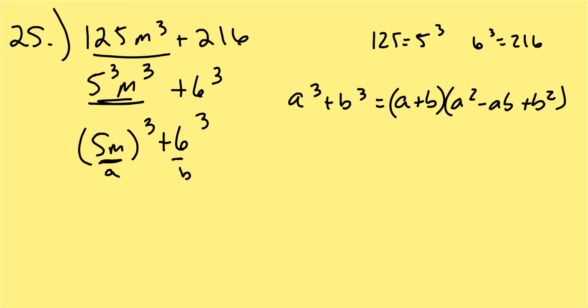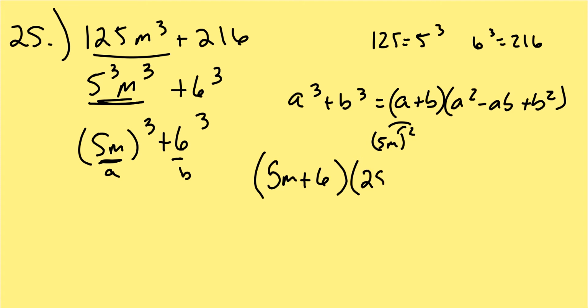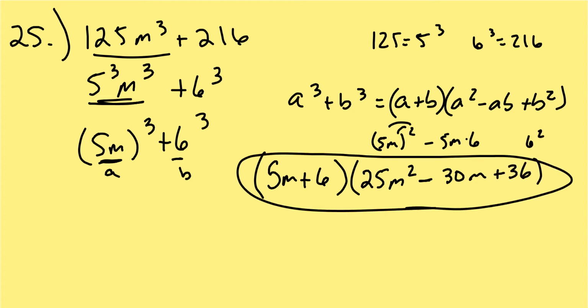So I'm going to use my formula. I'm going to 5m plus 6. I put 5m and I square it, so I have 5m squared, which means I have to square both of those, so I get 25m squared minus, I put minus 5m times 6, so I'm going to get minus 30m, and then I have to have 6 squared, which is plus 36. And that's why my final answer is these two sets of parentheses right here for 25.